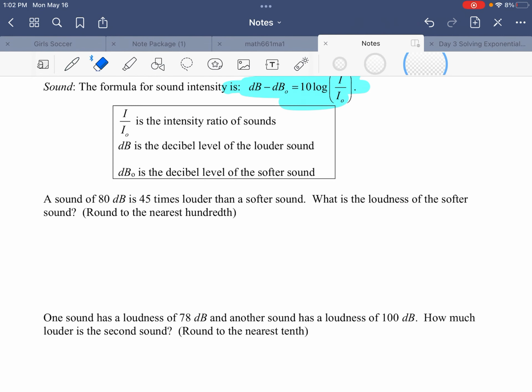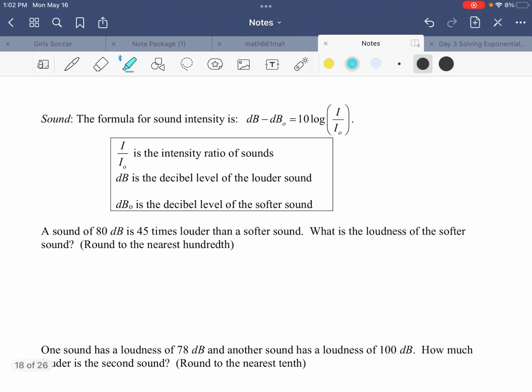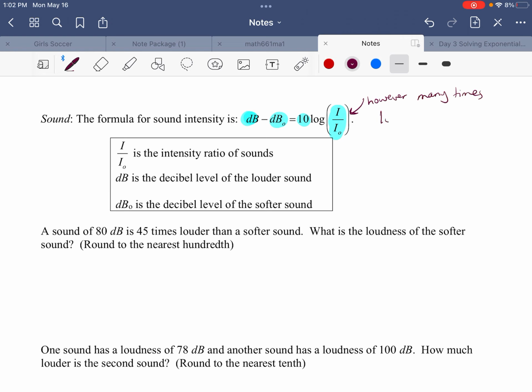So we're given this formula, okay? And there's a couple things. We get dB, which is the loud sound, dB0, which is the quiet, 10, which is just a number, and then we get this intensity ratio. So this might just be however many times louder something is, okay?